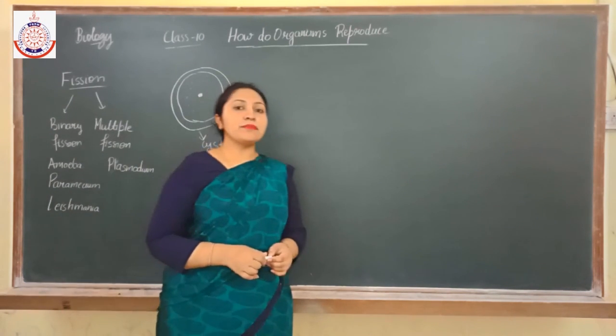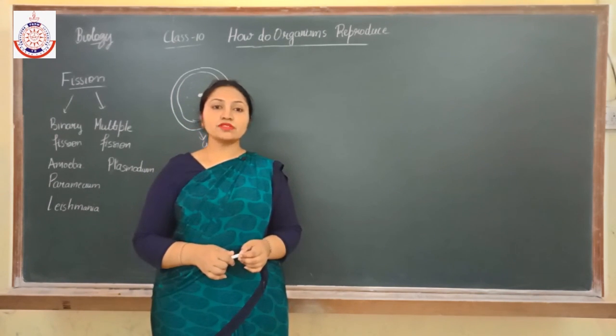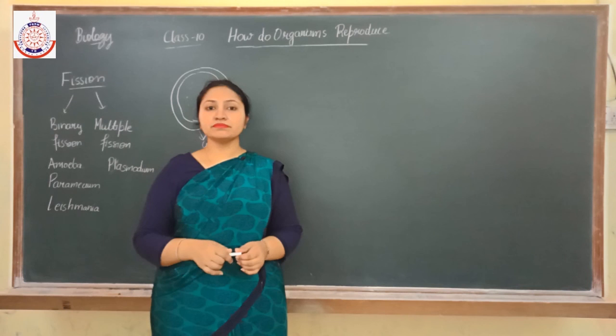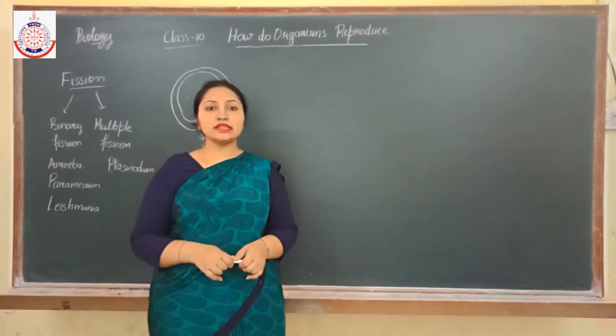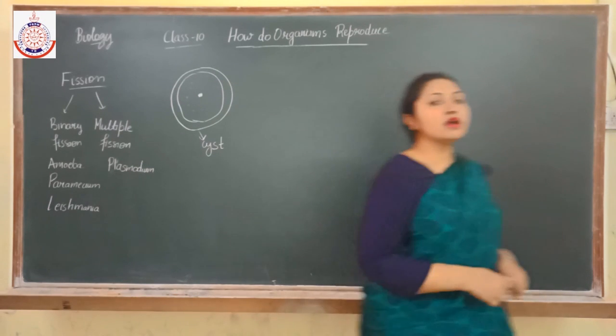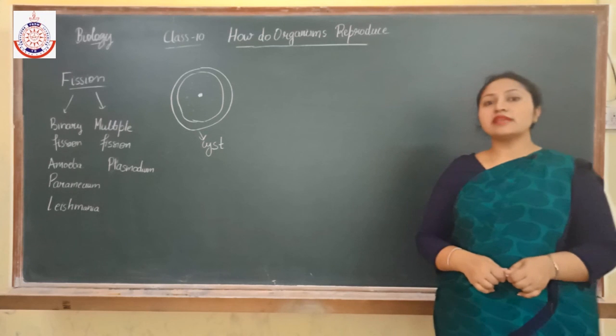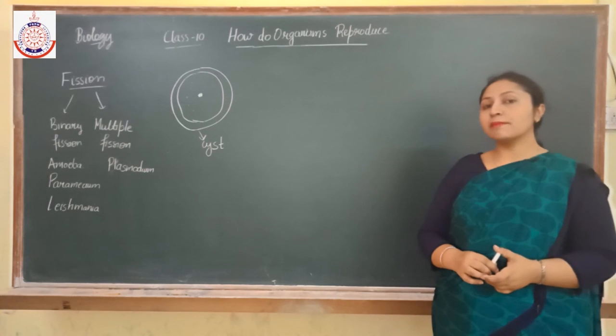Now all of you know that Plasmodium is responsible for causing malaria. And what is the vector here? That is the Anopheles mosquito, which acts as a vector for transmitting the protozoan Plasmodium from one organism to another, from the infected one to the healthy one. So as in this example, more than two organisms are formed from the parent organism. That's why it is known as multiple fission.